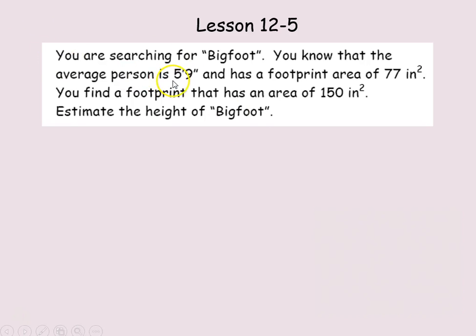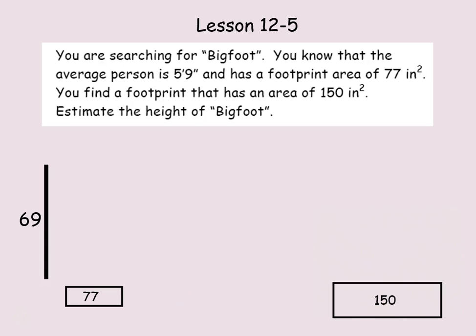So we're going to compare a couple things here. We're comparing a length, because a height is a length, to an area. Footprint is an area. So here's the average person who is 69 inches tall. 69 inches is 5'9". And then we have the footprint, which is 77 inches squared, and that's made as a rectangle because it's going to cover an area. So here's the average person, 69 inches tall. Their footprint is 77 inches squared. That's the footprint area. And then we have this larger footprint of 150 inches squared. That's what we found. And we want to find out, well, how tall do we suspect that this person is based on the information that we know?